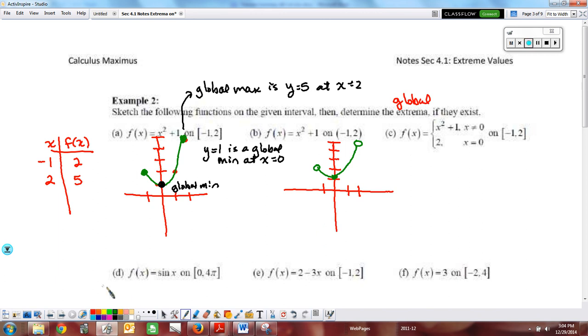So now when I go to identify my extrema, I am still going to have y equal to 1. I'll just draw an arrow here and here. I'm still going to have y equal to 1 as my global min, but there is going to be no global max. So notice that just that slight change from a closed interval to an open interval made it such that there is no global max.